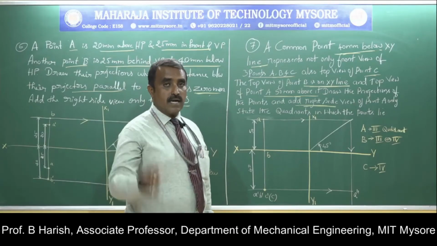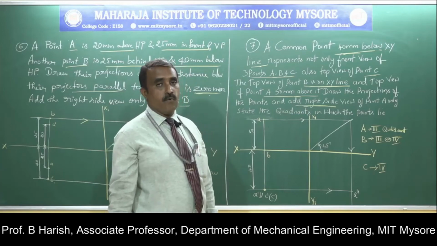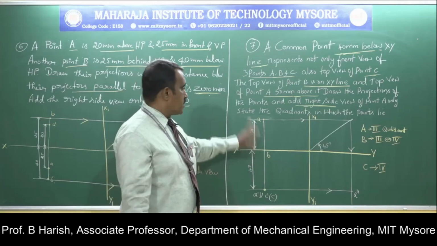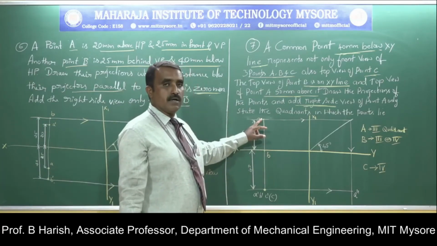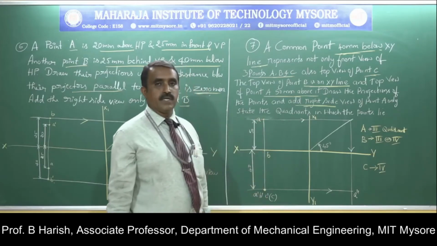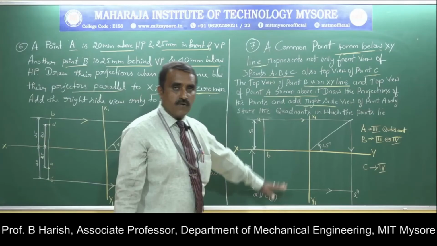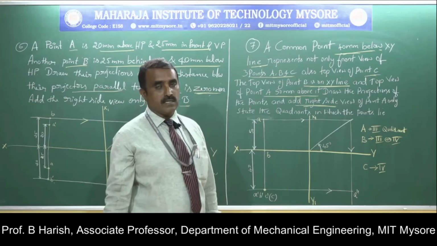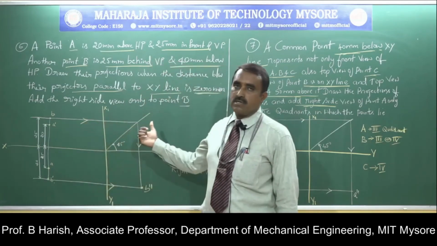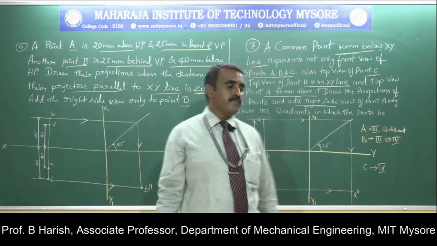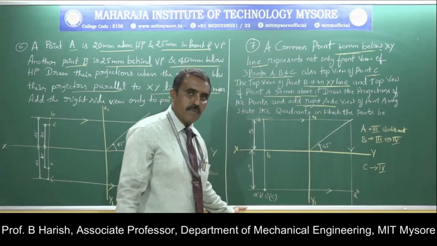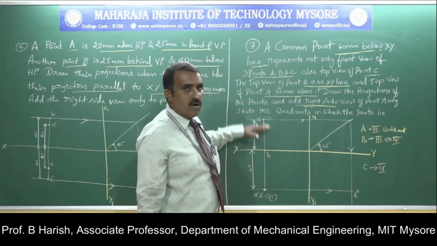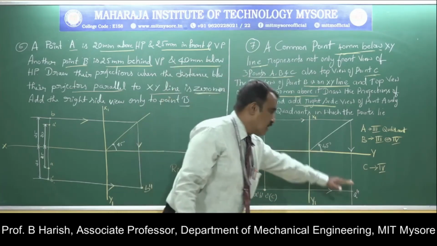To draw the profile view of point A, let's look at point A, where the top view and the front view are. Here is my top view, here is my front view. The top view is above the XY line and the front view is below the XY line, so the point is in the third quadrant, similar to the problem we saw just now. Since the point is in the third quadrant, the top and front views will be in line. Similarly, the front view and the profile view will be in line. Here I got the top view, here the front view, and here I should get the profile view.